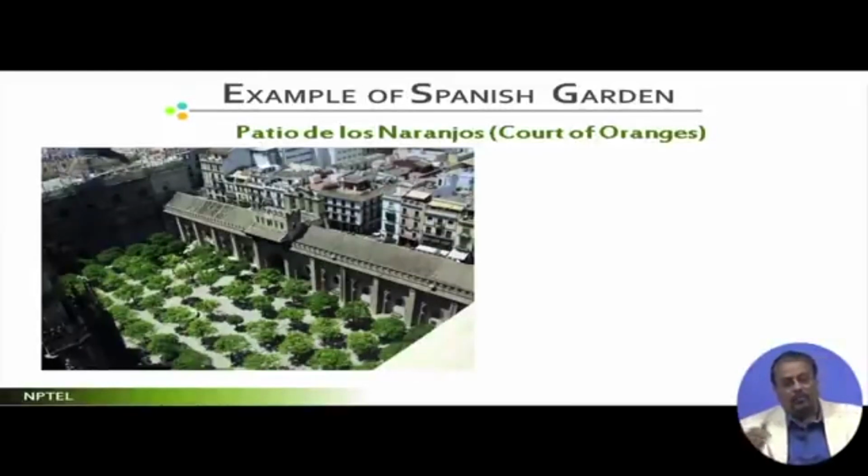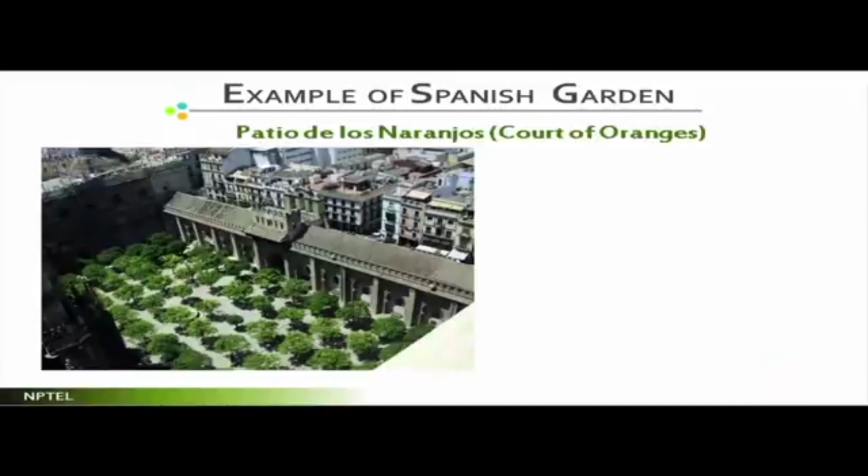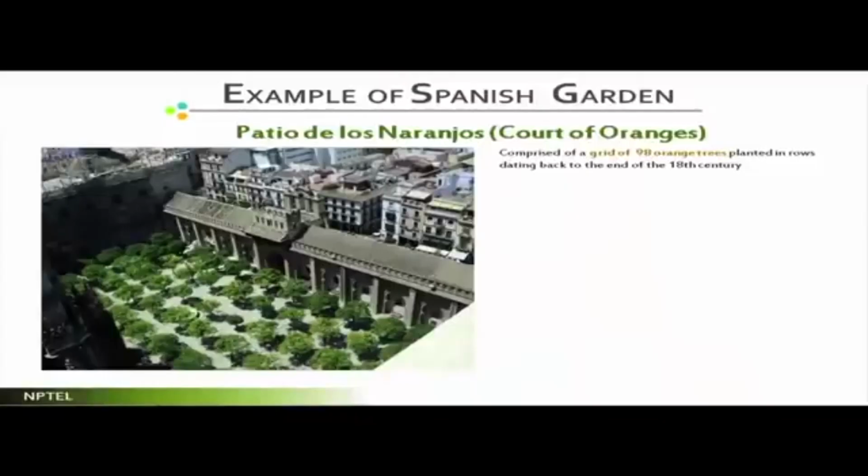Now direct radiation comes and hits the surfaces, and that reflected radiation remains there for some time, while direct radiation just hits your body, and the reflected radiation makes the air temperature hotter, and that makes it very, very uncomfortable. So this is what they have solved here. It's a grid of 98 orange trees planted here in rows. So think about it, in the 18th century they have done it. Okay, and the designers' perception was of the necessity of irrigation as an artwork.